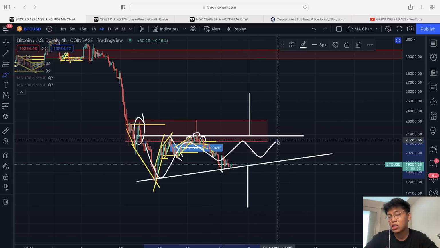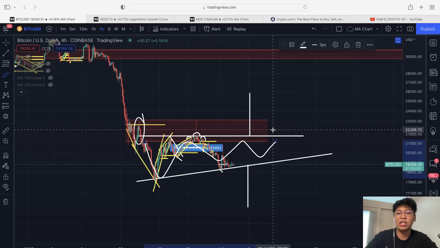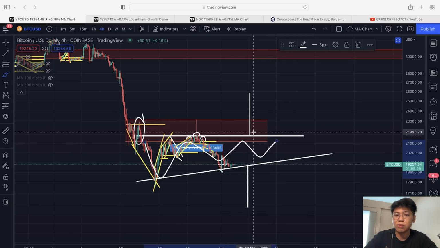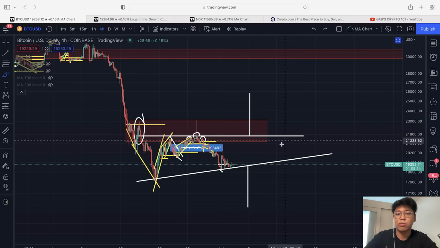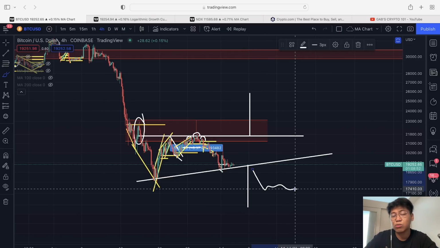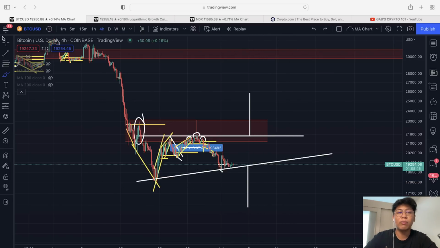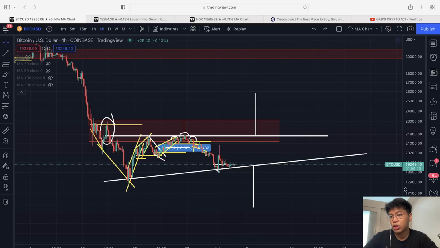If ever na makita tayo ng breakout, then yun yung ating ina-trade. Kasi if let's say nakita tayo ng bullish breakout with buy volume, of course, we are going to open a long position. But if we see a bearish breakout, then of course, we are going to open a short position. So either way, we are going to make money in both bullish and bearish scenario.